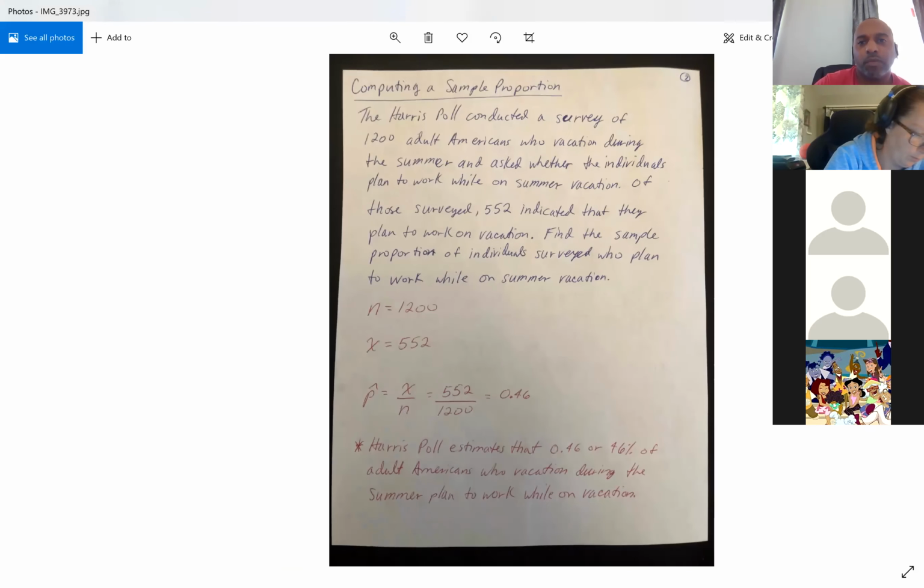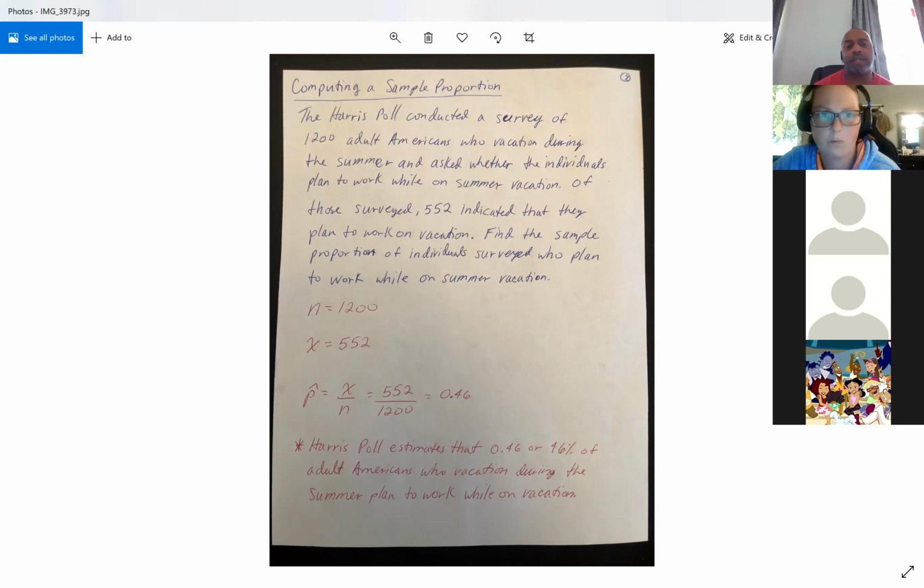So now this is not a full example. This is just us establishing how you would find the sample proportion. N is the number of people surveyed. That's 1,200, our sample size. And then X is the number of people who take on the characteristic we're discussing, those who plan on working on summer vacation. That's 552. So to calculate p hat, you would just do 552 over 1,200, which is 0.46. So basically the Harris Poll estimates that 0.46 or 46% of adult Americans who vacation during the summer plan to work while on vacation. That's how you would calculate your sample proportion.